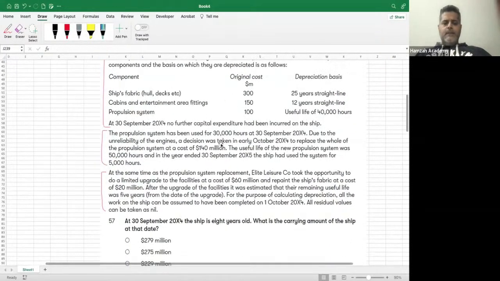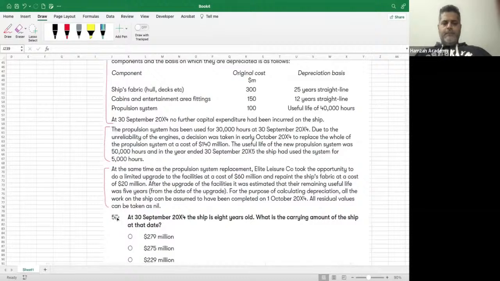Like for example, I go to question number 57, and this question states that at 30th September 20X4, the ship is 8 years old. The ship is 8 years old. What is the carrying amount of the ship at this date? So this is the first question.